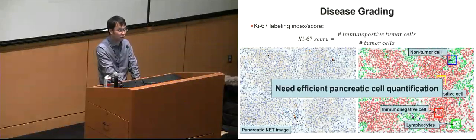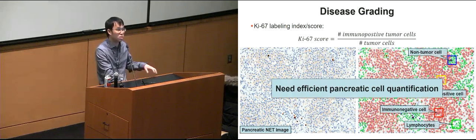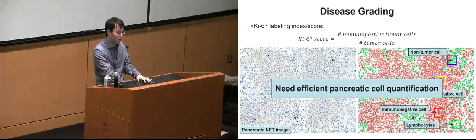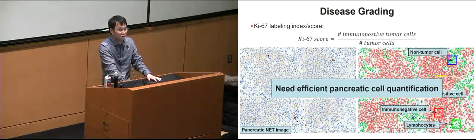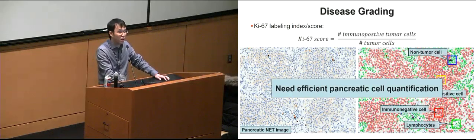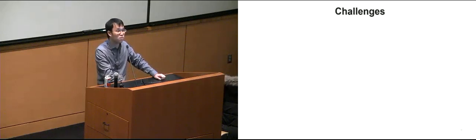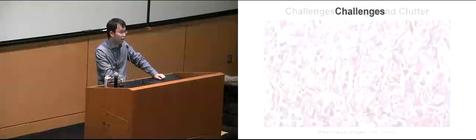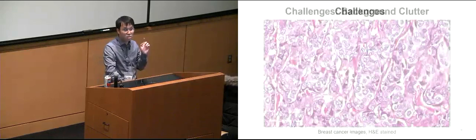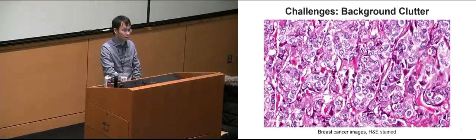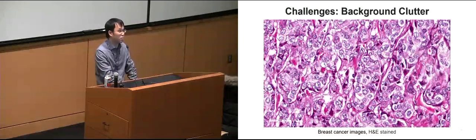So here I give you two applications of the biomedical image computing technology we can use in the clinical practice as well as the medical diagnosis. And of course, for this kind of the image data, we have a lot of challenges. The first one probably will be the background clutter. For these images, this is the breast cancer pathology image data set using the H&E staining. It's not easy to differentiate the nuclei from the background, as you show in these images.